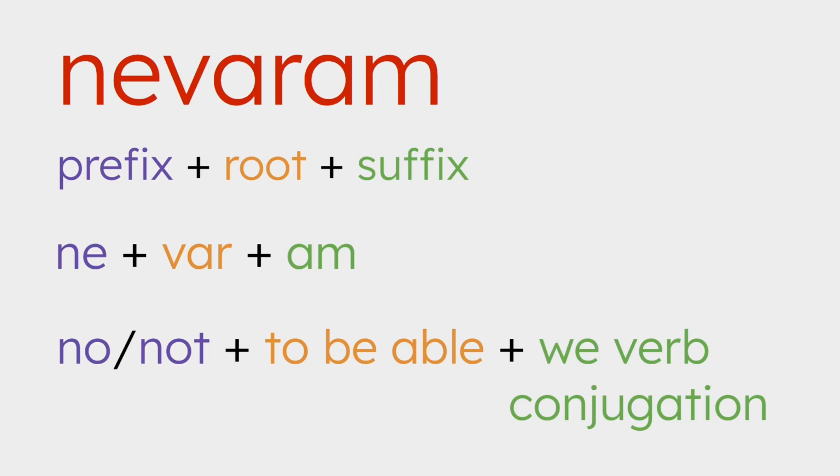And then you have am, and since you know that var is a verb, you know that am is probably a conjugation, which are the suffixes in verbs. And so then you can think am, that is the we verb conjugation. And so then you put it together and it's no/not plus to be able plus we verb conjugation. So you switch it around and it's we not able. And then of course you can clean that up and you have we are not able, and then you can improve it even more by saying we can't.